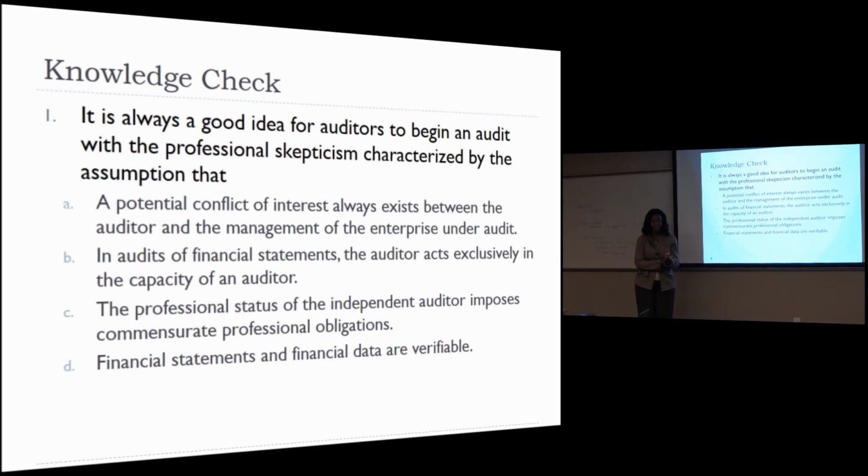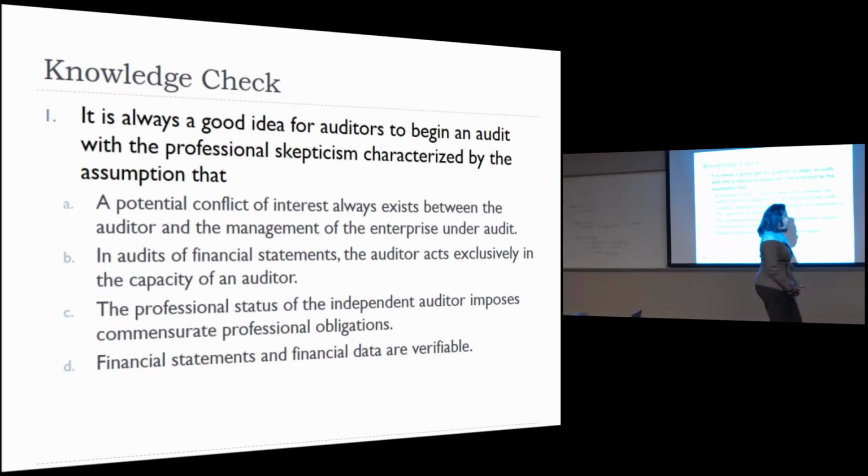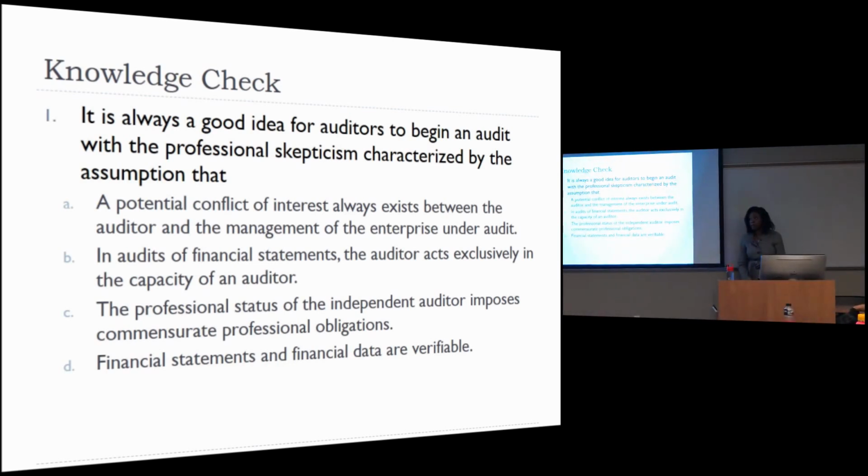I think it's B because it seems like it's not thinking the other side of it. It's just exclusively capacity. Right, which is not really saying anything. And auditors audit financial statements. So B is not telling you anything about professional skepticism. It's just saying that auditors act exclusively in the capacity of an auditor when they audit financial statements. That's common knowledge, right? It doesn't say anything about professional skepticism.